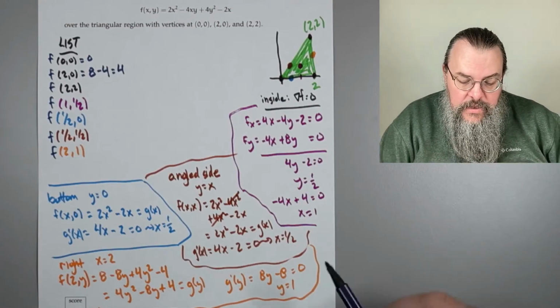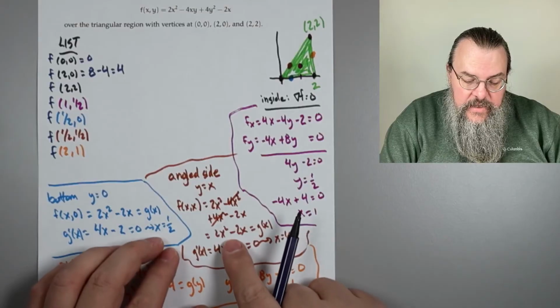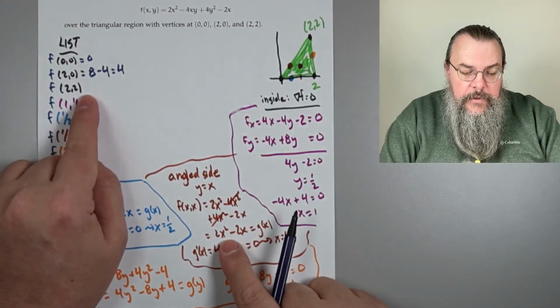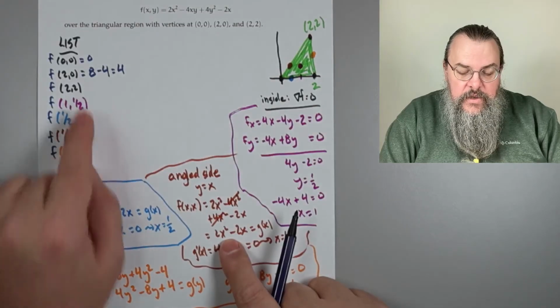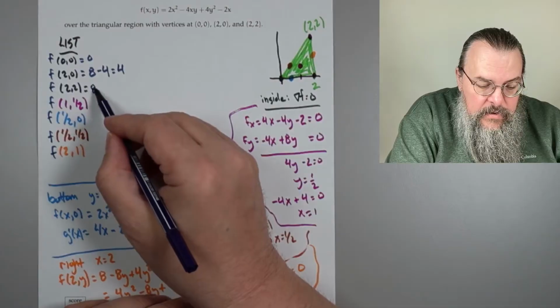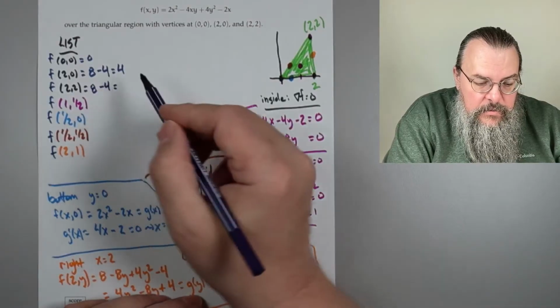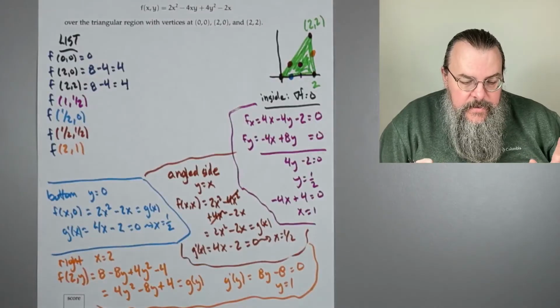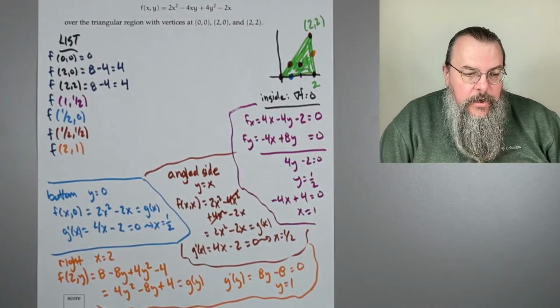2, 2. Well, that's on our angled side. And so we say, okay, so we can again plug it in. And everybody see x, put 2. 2 times 2 squared minus 2 times 2. So that's 8 minus 4, which is equal to 4. All right, good, good.